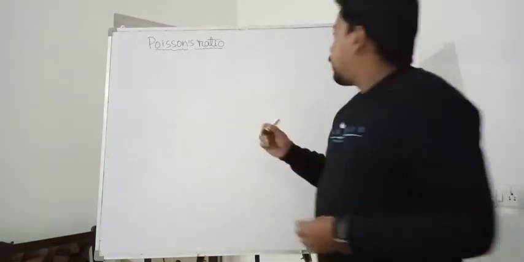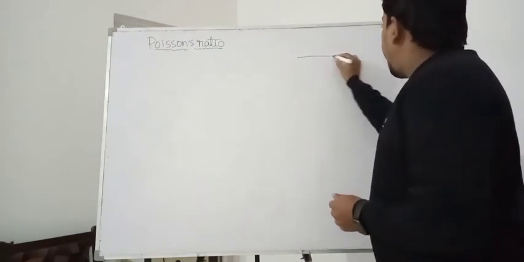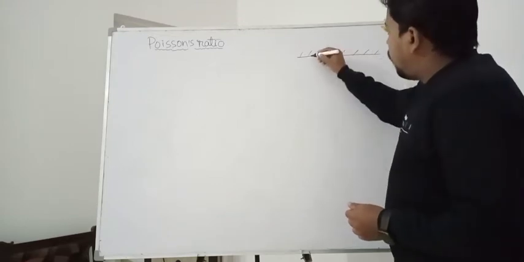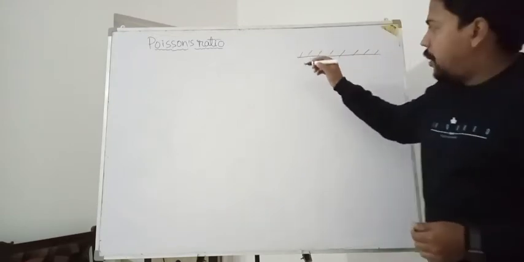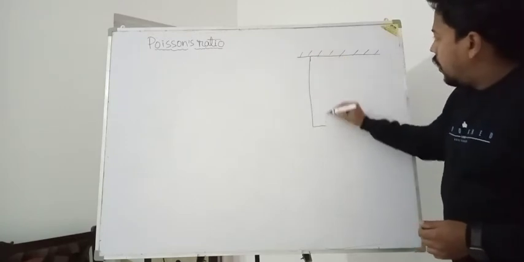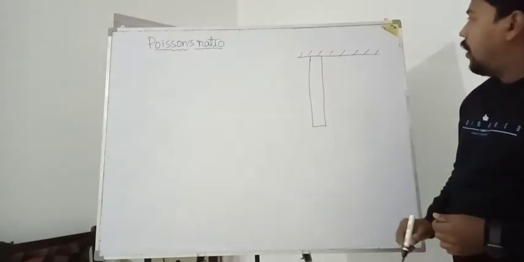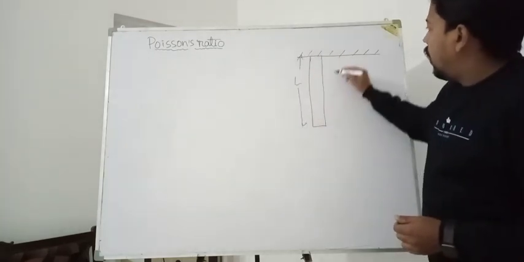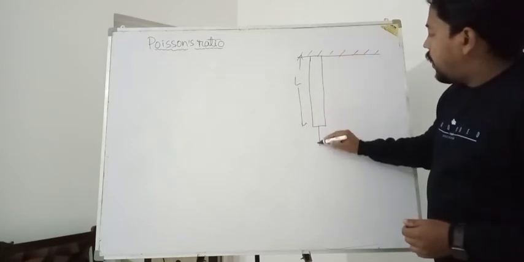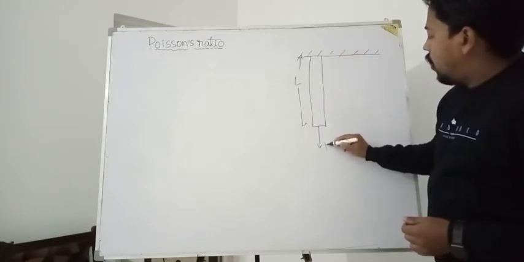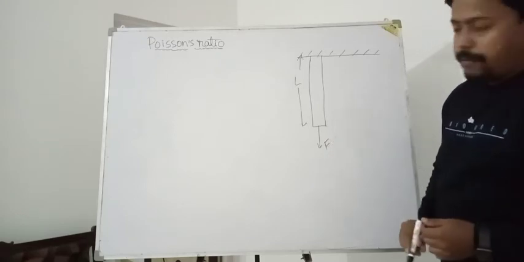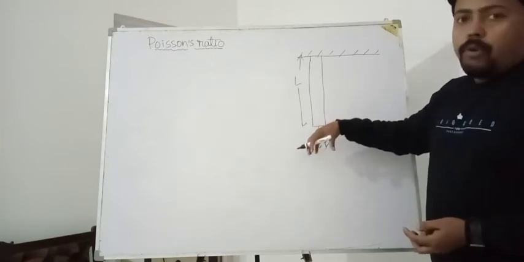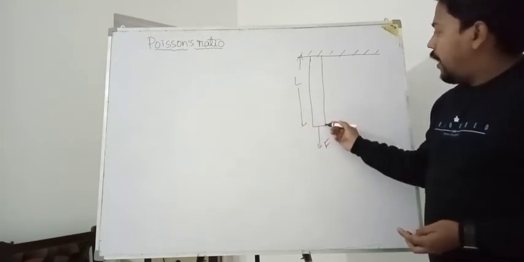For example, if I consider a wire which is attached to a rigid support, and here is the wire like this. If I draw the rough figure, the initial length of the wire, let us say, is capital L. Then we have applied some force here in the downward direction. Let this force be F, or let this force be mg, if I have m amount of mass at the other end of that wire.